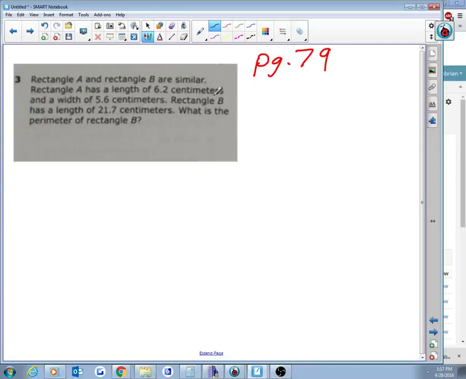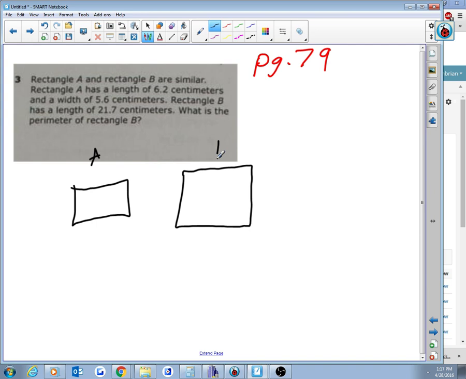Page 79, number 3. Rectangle A and rectangle B are similar. So I'm going to go ahead and draw them. Rectangle, well, that's not a very good rectangle, but it's good enough. So rectangle A and rectangle B. A has a length of 6.2, so I'll make this my length. So my length equals 6.2 centimeters, and my width, I'll make this my width right here.